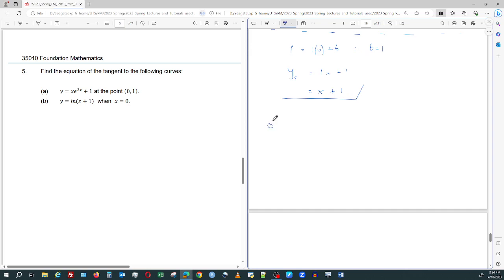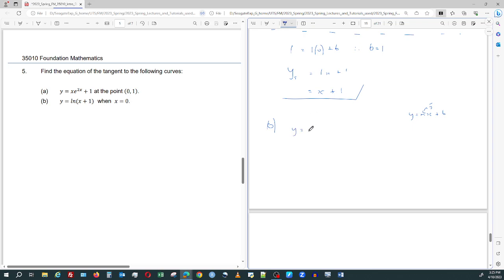Part B says for the same x is 0. Now look at the difference. X is 0 is being given, but y is it? So how are we going to find y? We need y to put in our tangent line, y equals mx plus b. So we've got x, we're going to work m out with y dash for this other thing. But gee whiz, we're going to have to work out y, aren't we?